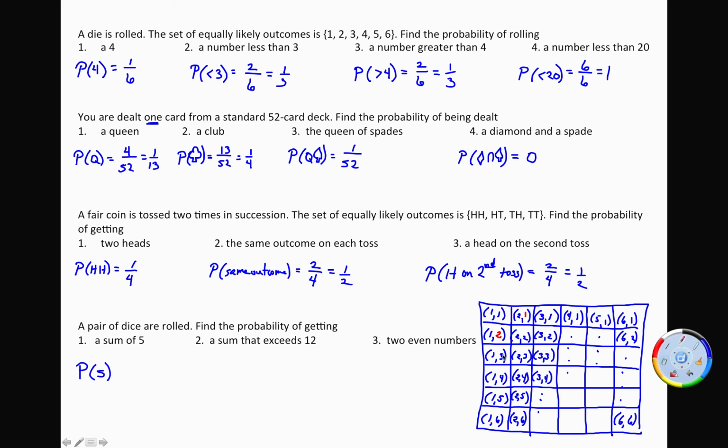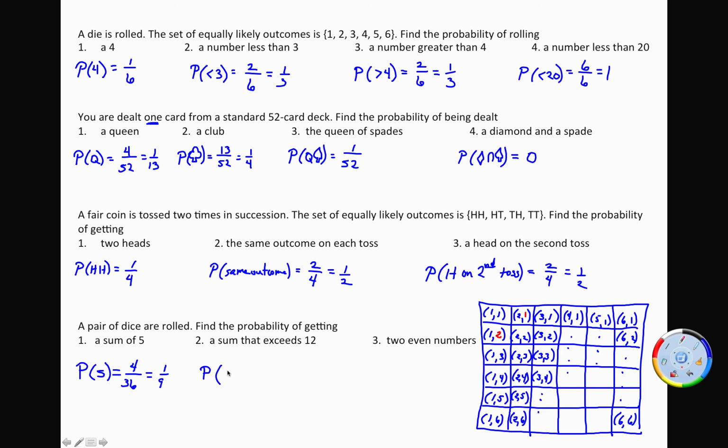So for a 5, I'm right here. 1, 2, 3, 4 ways out of 36 possibilities total, or 1/9 is the probability of rolling a 5.